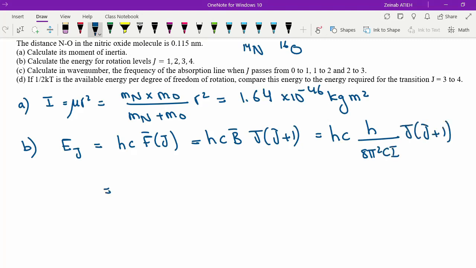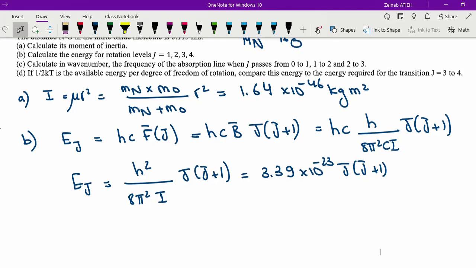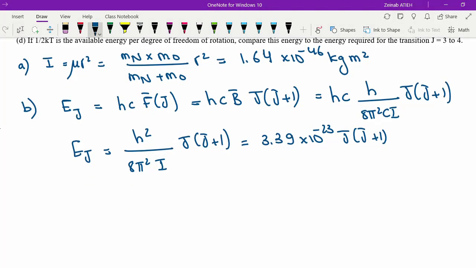So all of these are similar. E_J is equal to h squared over 8 pi squared. c is cancelled, so we are left with I, J(J plus 1). I have calculated this constant, and it was found to be 3.39 times 10 to the power minus 23 J(J plus 1). So to find the energies now, all you have to do is just substitute J. J 1, J 2, J 3. I'm going to do a table and check the answers yourselves.